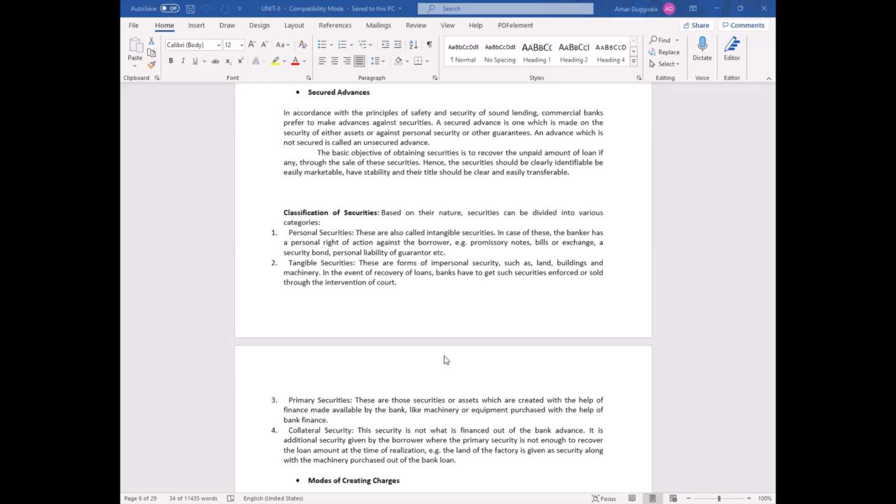Collateral security. So security, if you look at this, is not the security that is financed by the bank. It is the additional security given by the borrower, where the primary security is not enough to recover the loan amount.